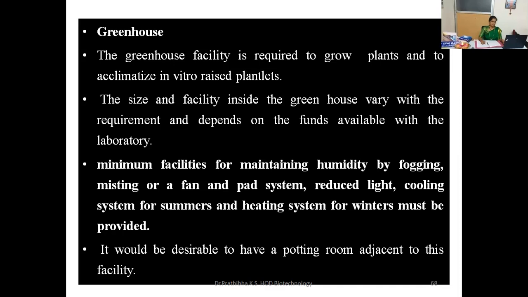Once we transfer from the greenhouse to the field condition, there must be a proper potting room, or we can transfer from the tissue culture room to the greenhouse condition, and there we must do the potting. It means the in vitro cultured plantlets are first washed with distilled water to remove all that media, all that agar, and once we remove the media, the plant will be transferred to small pots.